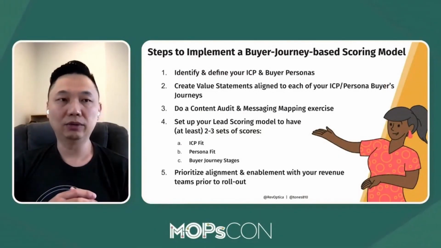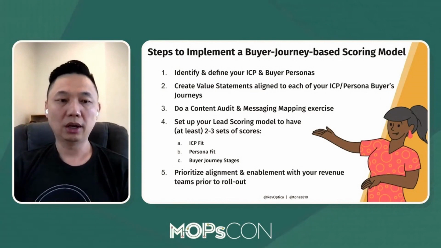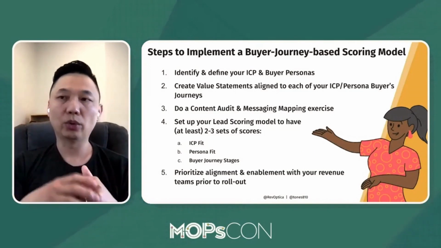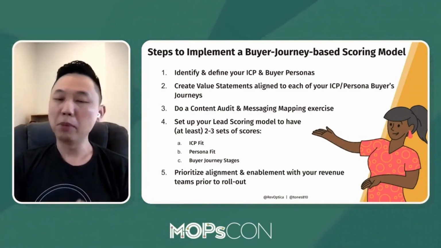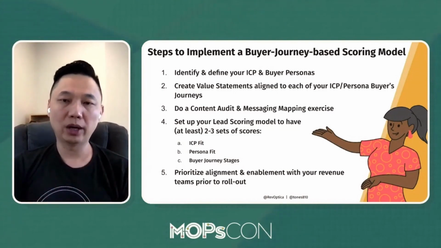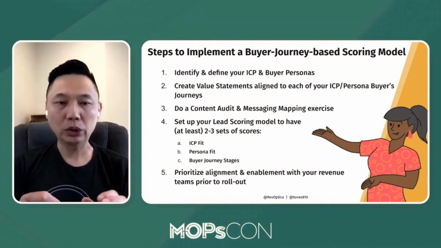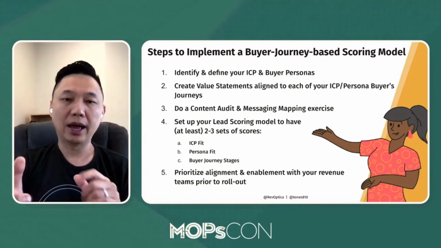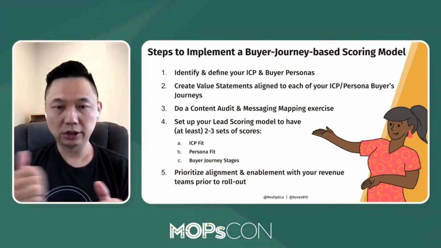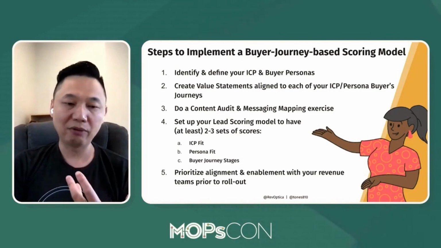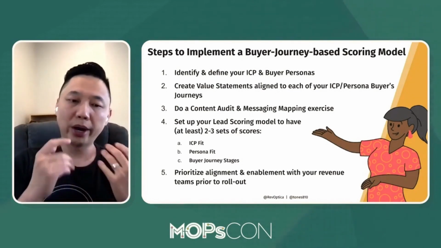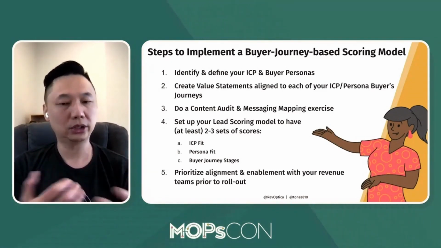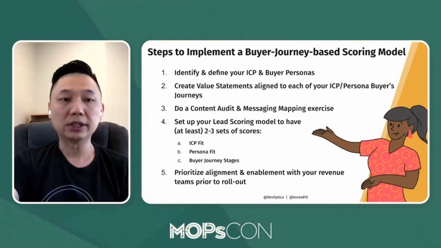And I always advocate for at least two or three sets of scores, where the first two are identifying whether or not a prospect is a good fit, and then the third score is based off of activity or behavior. Many of us in marketing ops who have been doing this for a while have done it this way. My recommendation is to align the activity or behavior aspect of the lead score along the buyer journey, which I'll get into. And then step number five, which is extremely important: you've got to prioritize aligning your entire revenue or go-to-market team so that they understand what these scores mean. Okay, so let's jump into each of these steps.